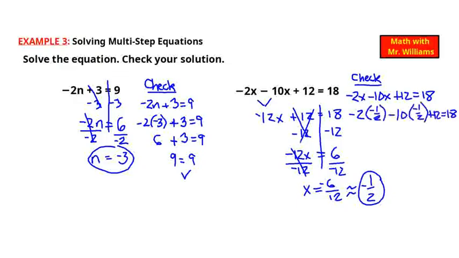All right, negative times a negative is going to give us a positive. 2 times 1 will be 2 over 2 minus. We have a negative times a negative, so this actually changes to a positive number, leaving us 10 over 2. All right, 2 divided by 2 is 1, plus 10 divided by 2 is 5. Bring down the 12 equals the 18. 1 plus 5 plus 12 is going to give us 18 equals 18, and so it does check.